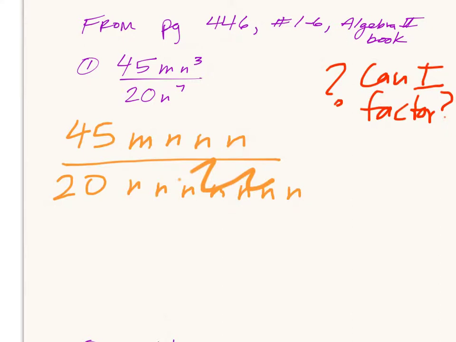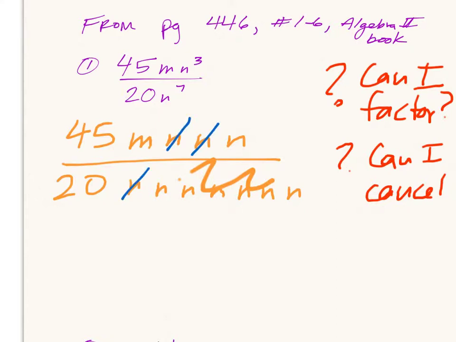Now that we're factored, our next question is, can I cancel? The way we cancel things is by finding sets of ones, something over itself. I have an n over an n over an n over an n, with an m left over on the numerator and 4 n's left over on the denominator. Let's go there for now.